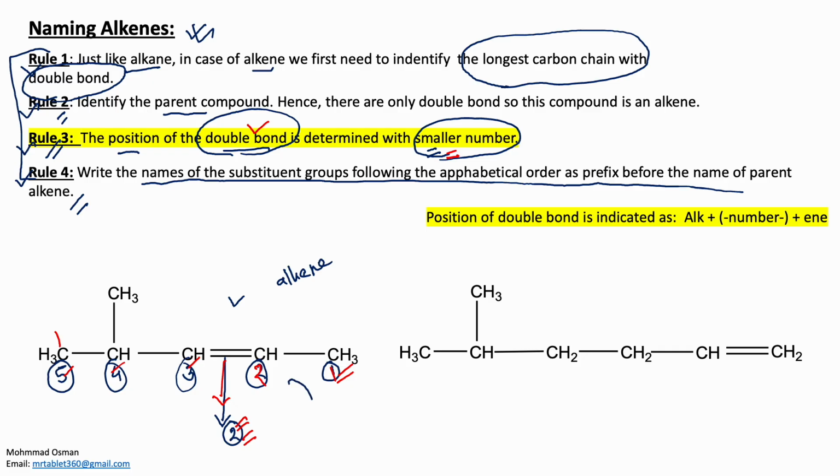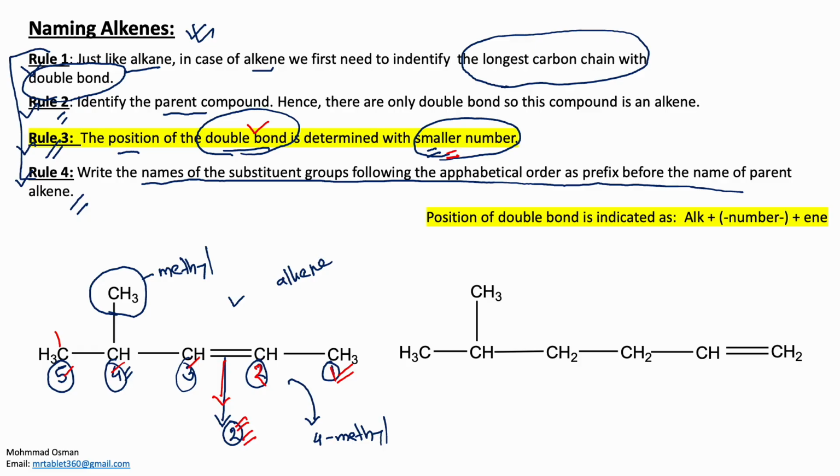Now let's name this compound. Now we have positioned it, and we need to check the substituent group. The only substituent group in this compound is CH3, which is methyl. And the position of methyl is at 4. So we will have 4-methyl. Alright, now we have written the substituent group.